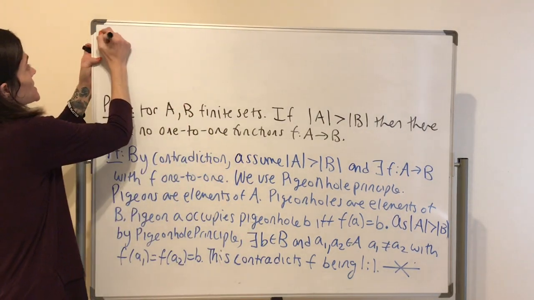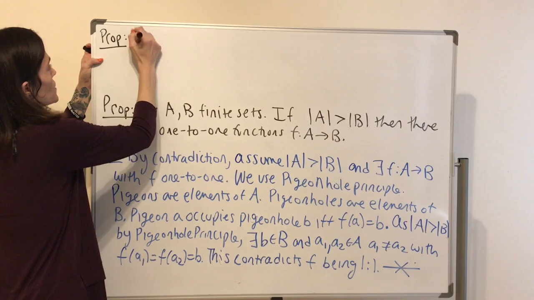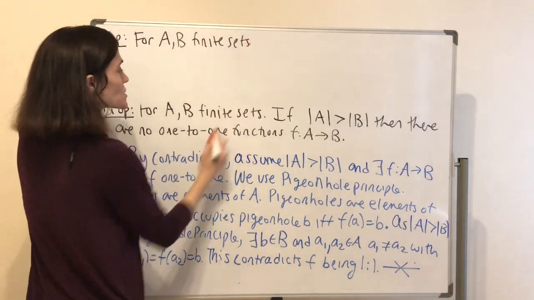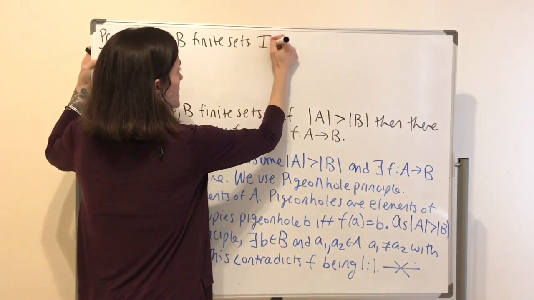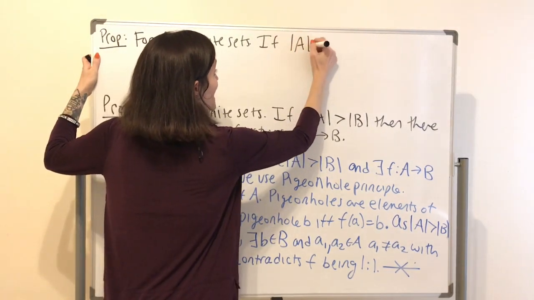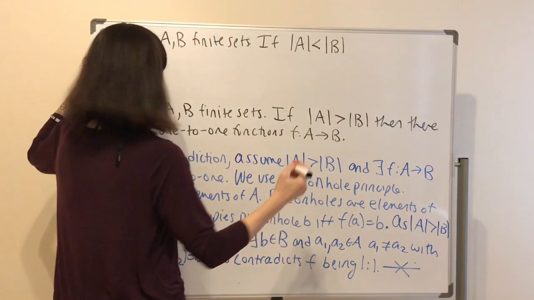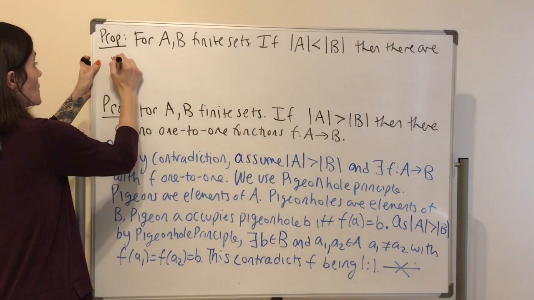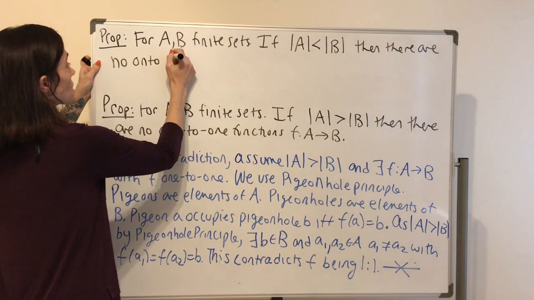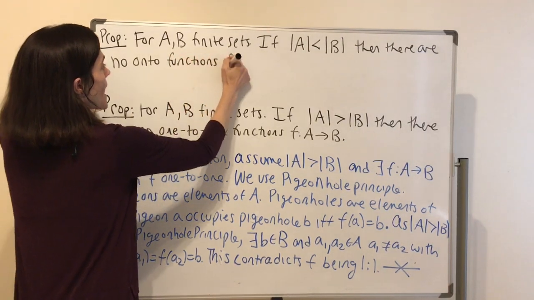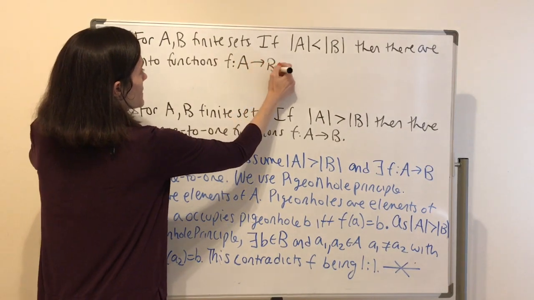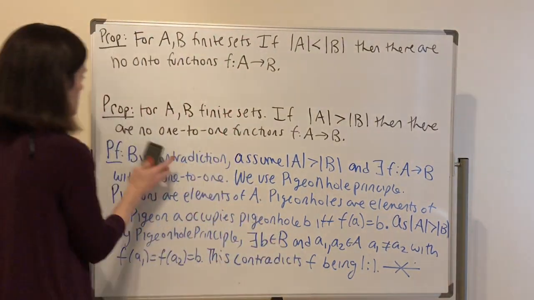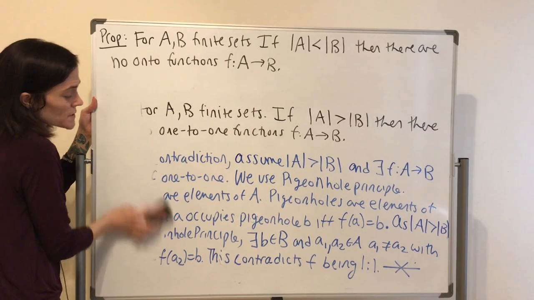Okay, so what's another proposition? And I will also prove this one using the pigeonhole principle. So I have A and B finite sets. You see, I'm almost copying the same thing, except I'm going to state it for onto. This would be if the cardinality of A is less than cardinality of B, then there are no onto functions f from A to B, okay? So all I've done is just change the statement slightly so that it's the correct statement for onto functions, and now I will erase. And the proof is going to be quite similar.